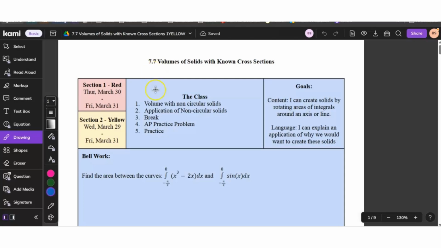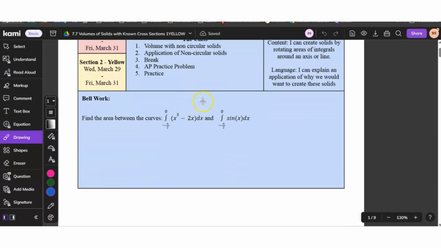We're going to do this: the volumes of solids when we know the cross section. So instead of rotating them and making little circles or discs, we're going to do it when we have the known cross section. But first, our bell work, which means that table's going to stop talking.